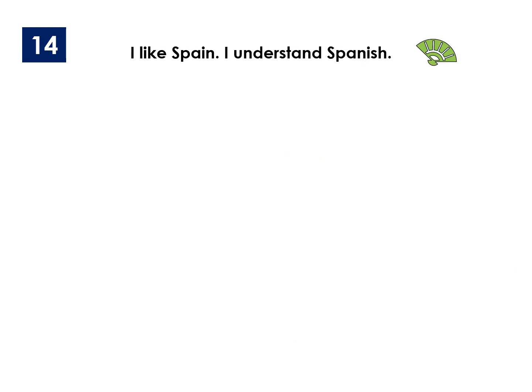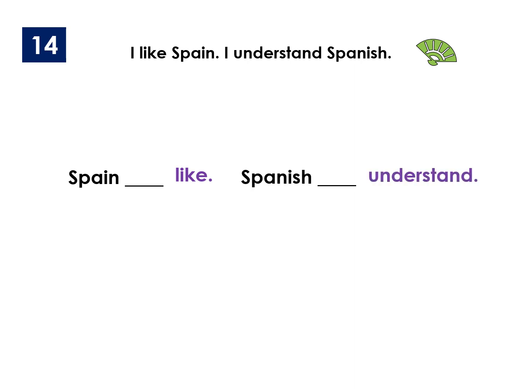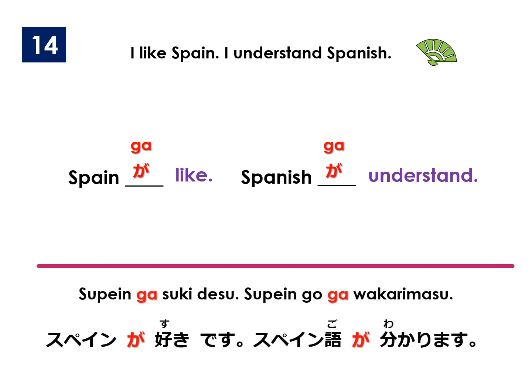Next sentence, I like Spain. I understand Spanish. The elements of the first sentence are Spain and like. The second sentence, you have Spanish and understand. Spain takes the particle ga to indicate the object of the verbal adjective like, and Spanish takes the particle ga to indicate the object of the verb to understand. And in Japanese, Spain ga suki desu. Spaingo ga wakarimasu. Meaning, I like Spain, I understand Spanish.